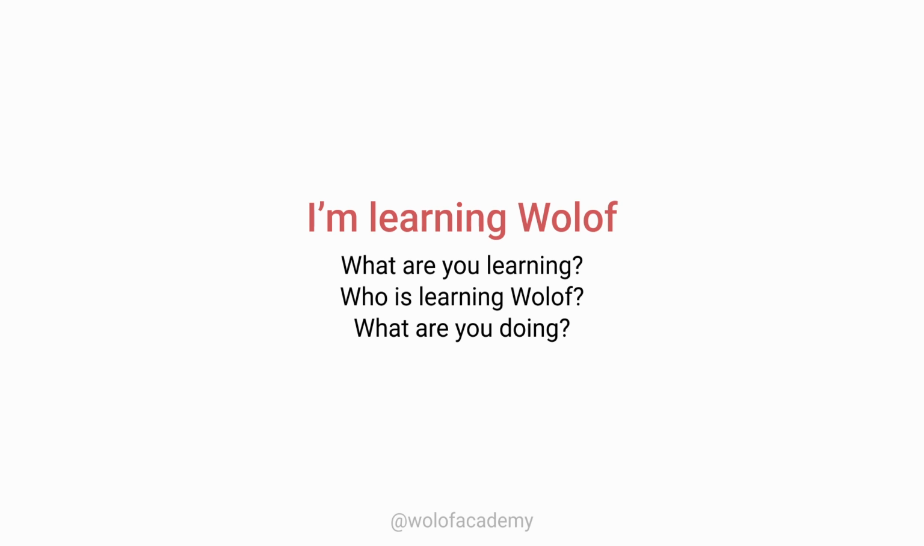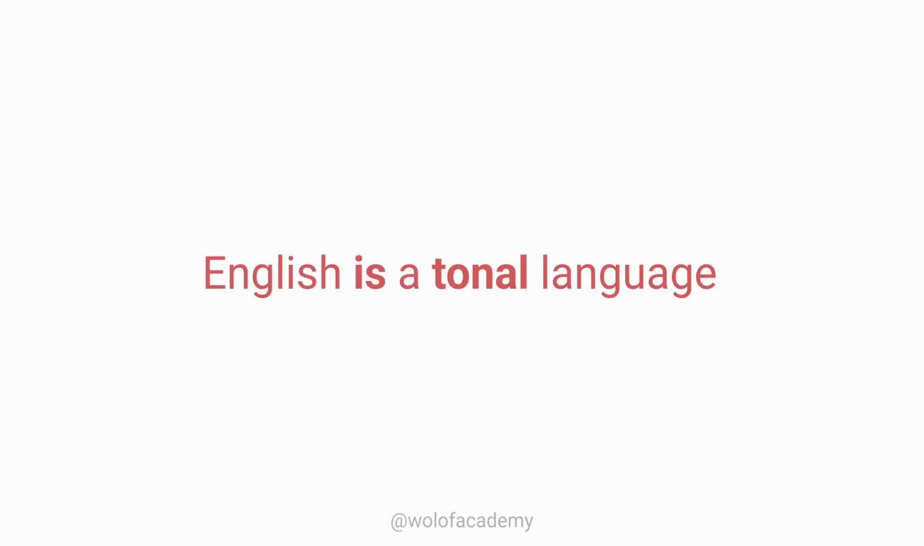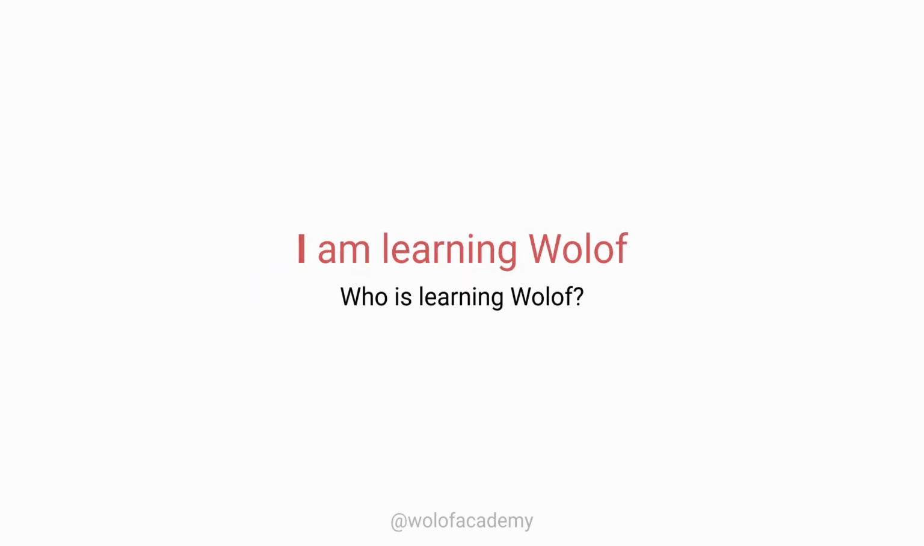This is possible because English is a tonal language. This means that we use tone to emphasize different parts of the sentence. For example, "I am learning Wolof" would be the answer to the question, who is learning Wolof, with the focus on the subject of the sentence. "I am learning Wolof" would be the answer to the question, what are you doing, with the focus on the verb of the sentence. "I am learning Wolof" would be the answer to the question, what are you learning, with the focus on the object of the sentence.